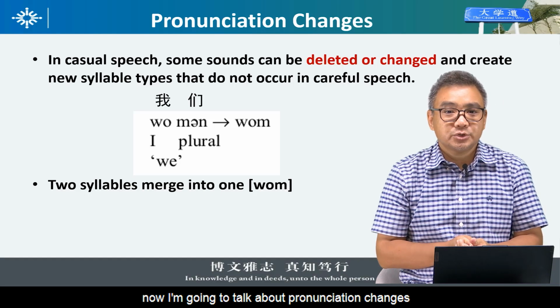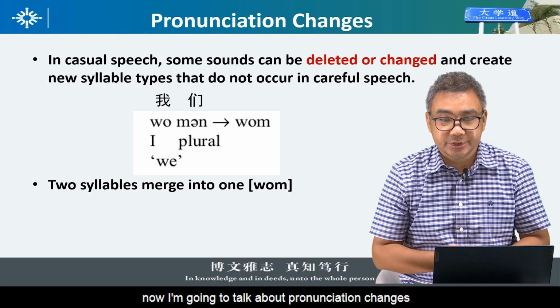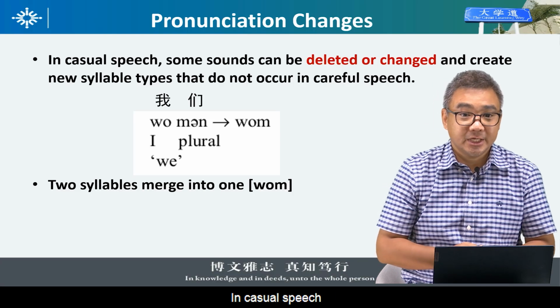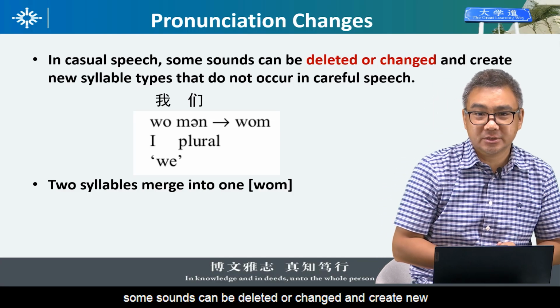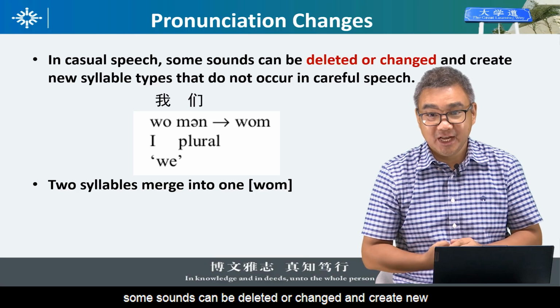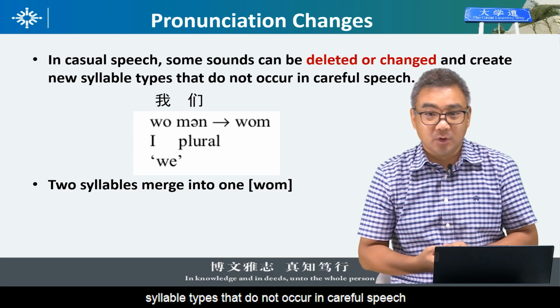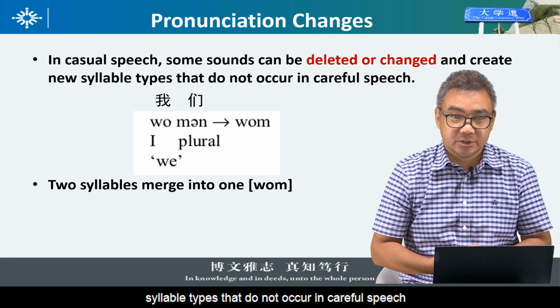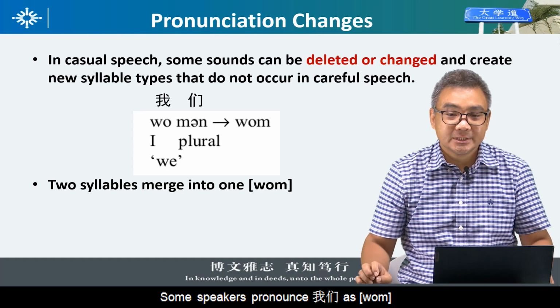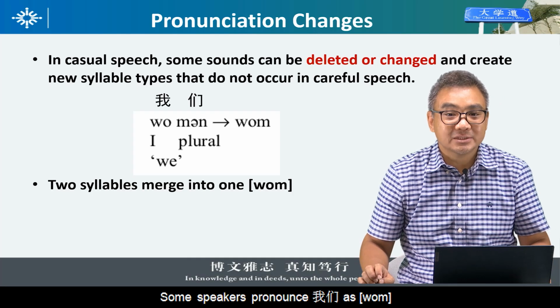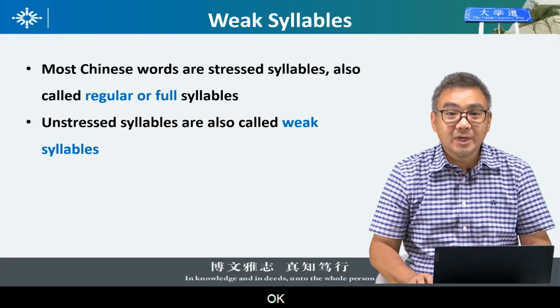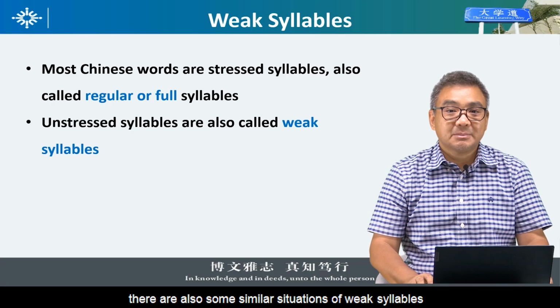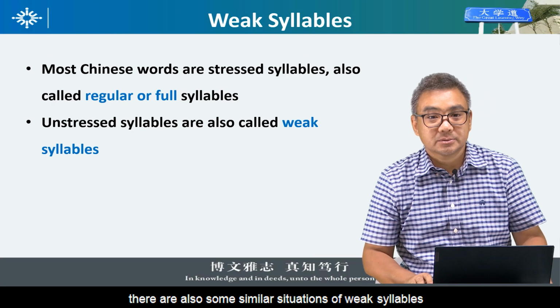Okay, now I'm going to talk about pronunciation change in daily speech. In casual speech, actually, some sounds can be deleted or changed and create new syllable types that do not occur in careful speech. Here's the example. Some speakers pronounce woman as wom. Okay, there are also some similar situations of weak syllables.